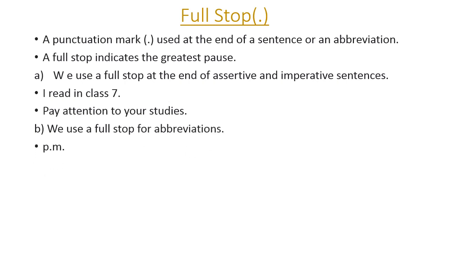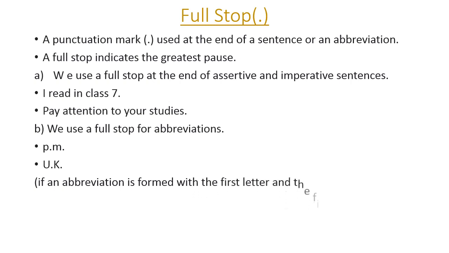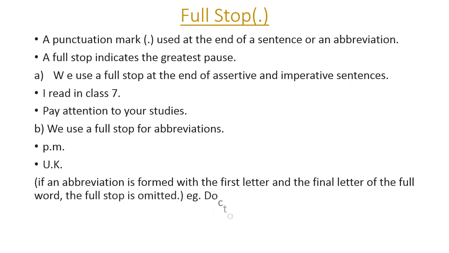Now I'll give you some examples. P.M., then U.K., United Kingdom. So if I'm using the short form of United Kingdom, I'm writing U.K. So that is a U full stop K full stop. Next, if an abbreviation is formed with the first letter and the final letter of the full word, the full stop is omitted. Example, Doctor, Dr., Mister, Mr. If an abbreviation is formed with the first letter and the last letter, that means Dr.